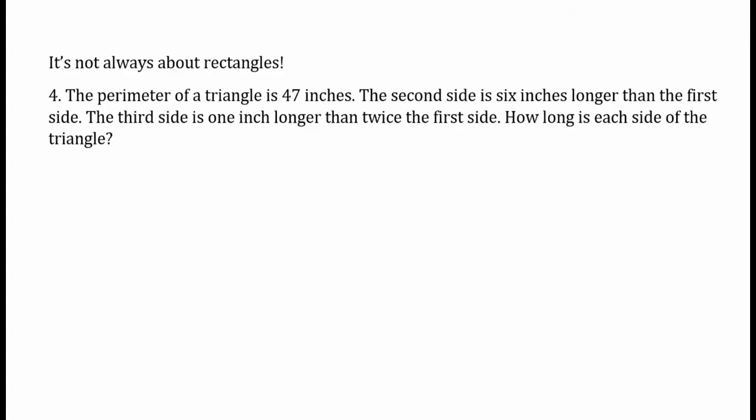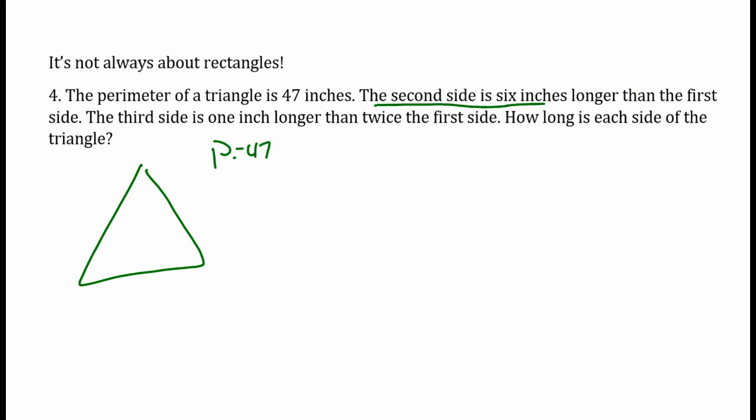But it's not always about rectangles. Pause the video and see if you can work on question 4 here and see how you do. When you come back, unpause the video and I'll talk through the answer. The perimeter of a triangle, so I'm working with a triangle here, changing it up. The perimeter is 47.